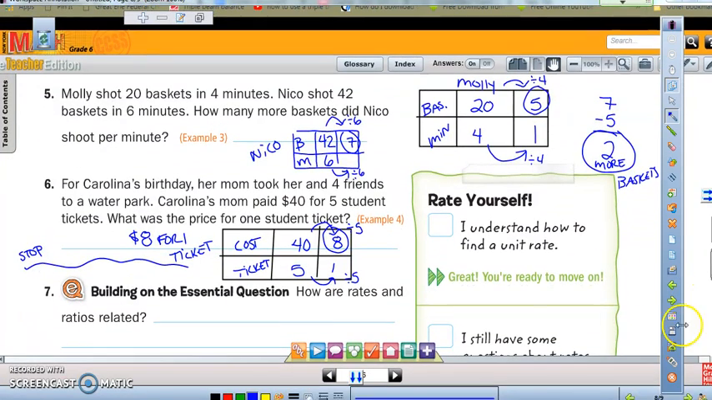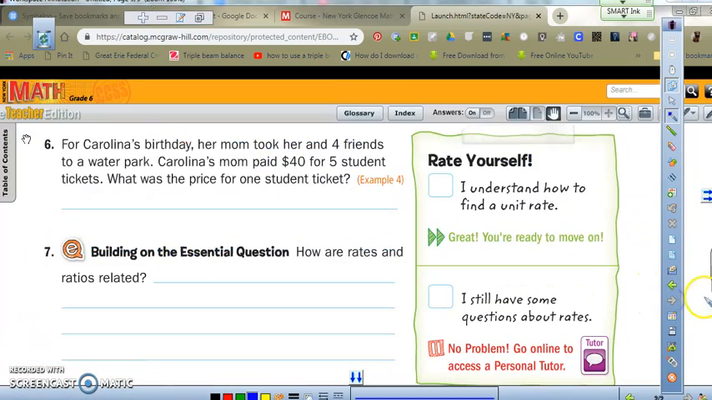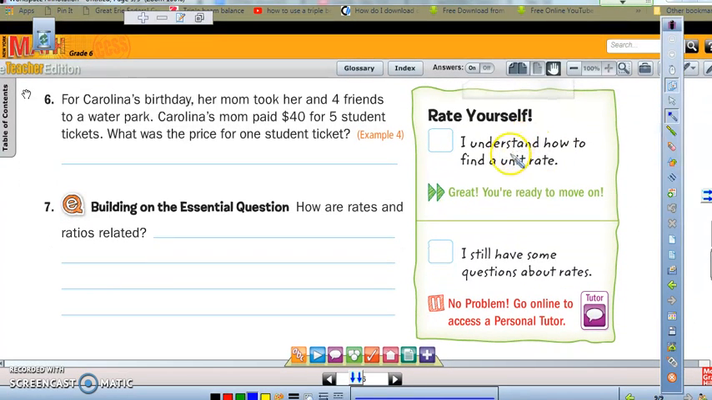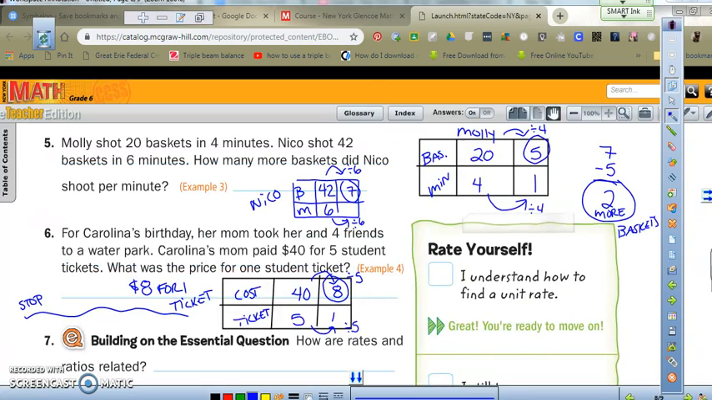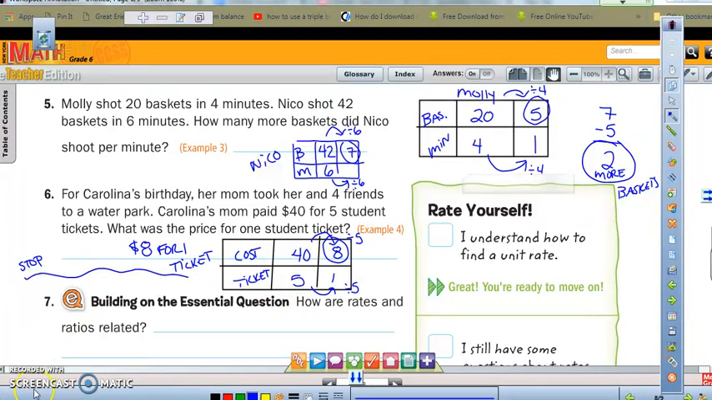Okay, that is it for your homework. What I would like you to do is rate yourself. You understand, or you still have some questions. All right, guys, don't forget to have written down your keyword, which was our cute furry little friend. That's it for today.